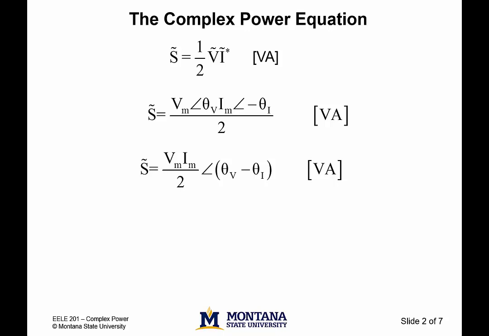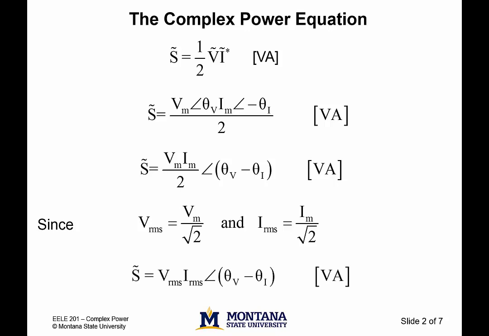Sometimes one will see complex power written in terms of effective or RMS value. Recall that we found for sinusoidal voltages and currents that the RMS value is simply the peak value divided by square root of 2. What is the last complex power equation in terms of RMS quantities? Well, it's simply VRMS, IRMS, angle theta v minus theta I. Again, units of volt amp.